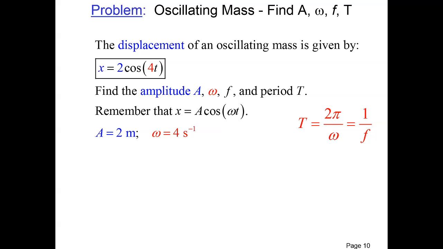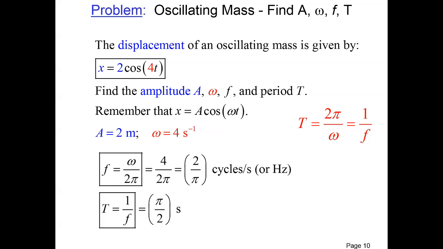Now we want to find the frequency. So the frequency is the angular frequency divided by 2 pi, so it is 4 over 2 pi, so the frequency is about 0.64 oscillations per second. If we know the frequency, we know the period. The frequency is the number of oscillations per time, and the period is the time per oscillation, so they are inverses of each other. So the period is 1 over the frequency, so 1 divided by 2 over pi, that gives us a period of 1.57 seconds, or pi over 2.